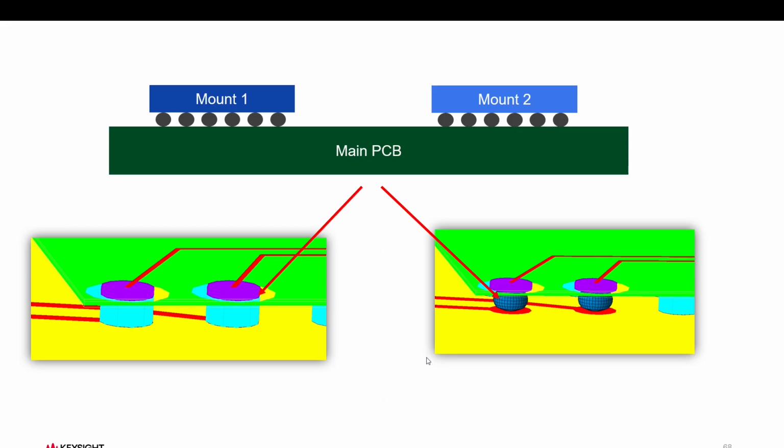As I said in the beginning, I want to show you two ways of setting up solder balls in ADS and RFPro. The first one that we just covered was the via approximation, and the second one is a way where we use real solder ball shapes.